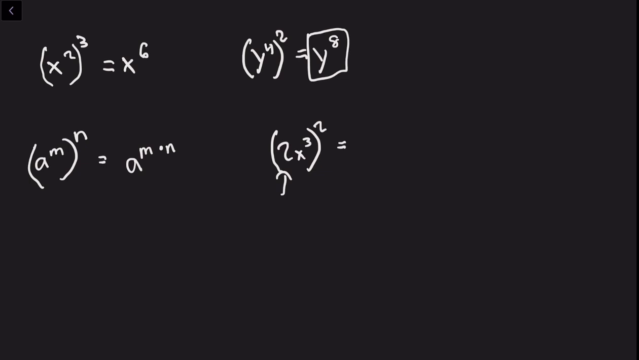So this 2 is just going to be squared like normal, giving us 4. Now, we have x to the third, a power, and this is being raised to the second power. So this is where we apply our power of a power rule.